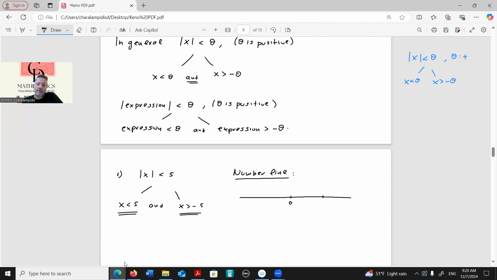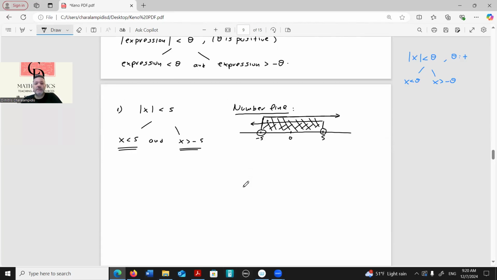X less than 5. So 5 could be here. Since it's less and not less than or equal, we should have an open circle. Less than 5 means from 5 to the left. Greater than negative 5, if this is negative 5, we would go towards that direction. And obviously, since the connecting word between them was the word and, this shaded region represents our solutions.